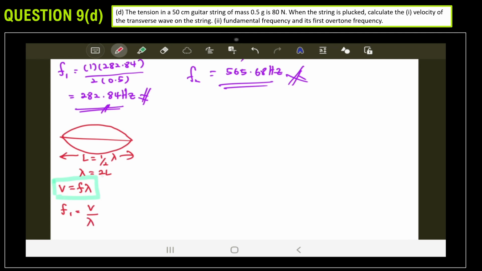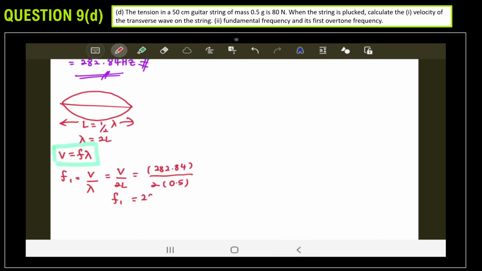Okay, so this is about the first harmonic. So the pattern is also the first harmonic, or fundamental mode. So V over 2L. V is 282.84 and the length of the string is 0.5. The same. Okay, you will get the same answer. So the answer you will get is 282.84 Hertz.